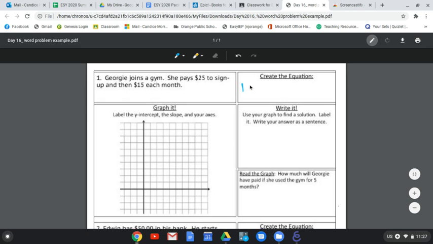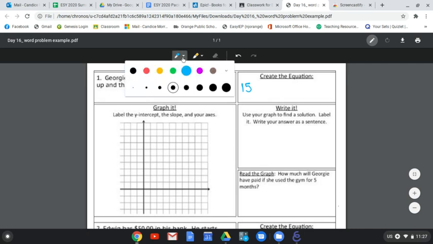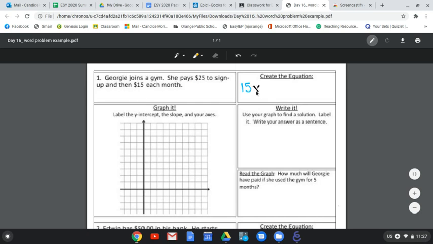So our equation is going to start off with 15, and we don't know how many months she's going to do it for. She's going to do it for 12, she's going to do it for 6, she's going to do it for 3. That's the unknown for this, so you're going to use X for that. So I'm going to change this to black. I'm going to put X.